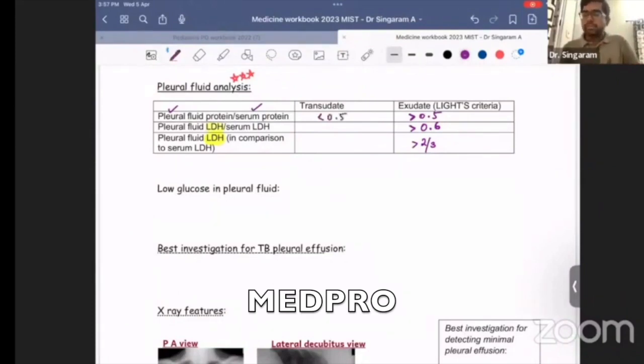The level of pleural fluid LDH compared to serum LDH will be less than 0.6. And the third one, pleural fluid LDH will be less than two-thirds the upper limit of serum LDH. That's all. So everything will be opposite.